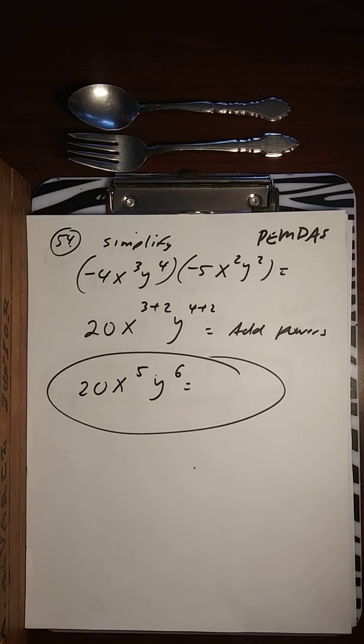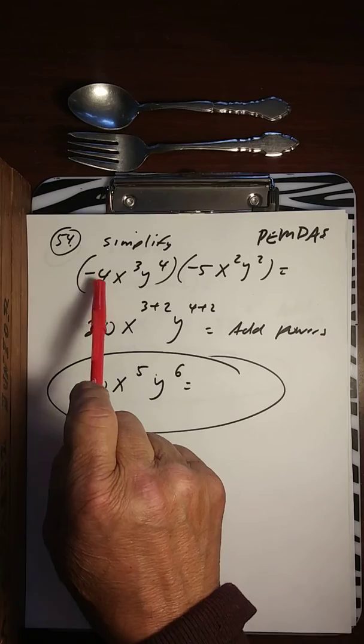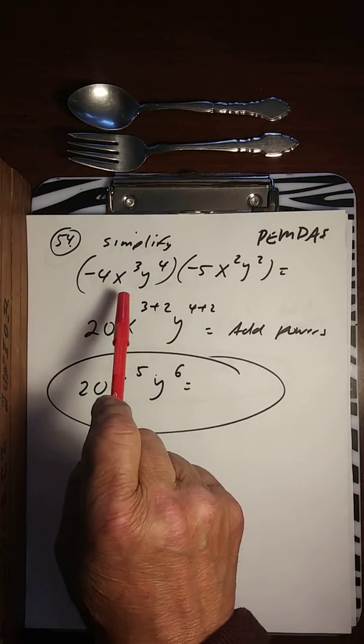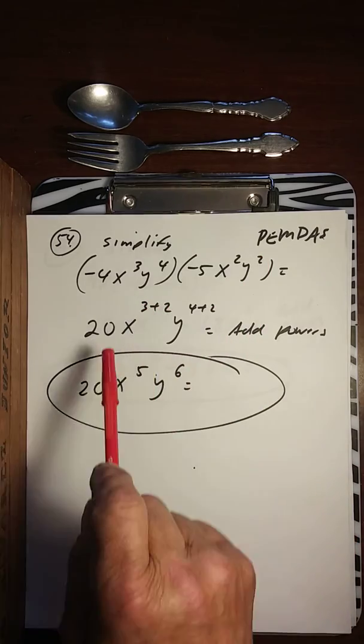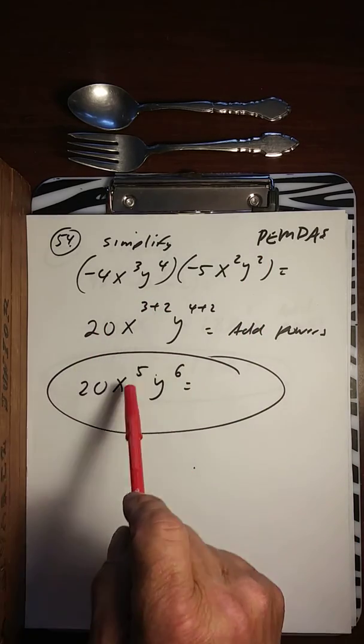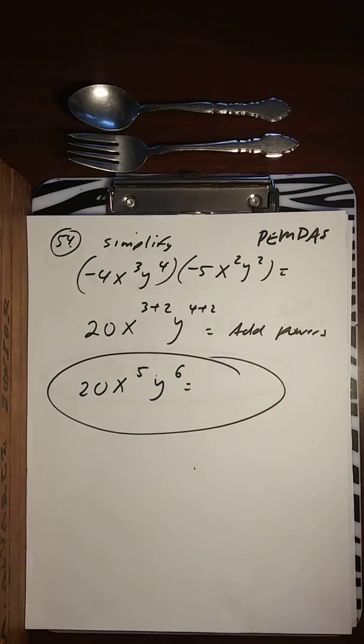All right, multiply these out. So multiply the number times the number. Negative times the negative is a positive 20. And then x to the 3 plus 2 and 4 plus 2 at the powers. So that's going to be positive 20, x to the 5 and y to the 6.